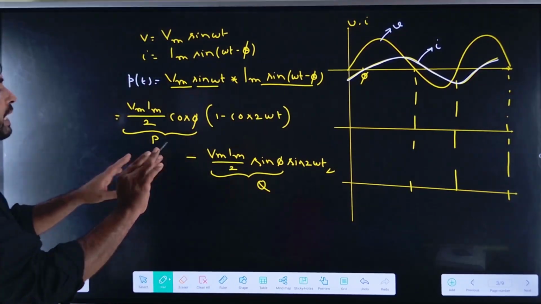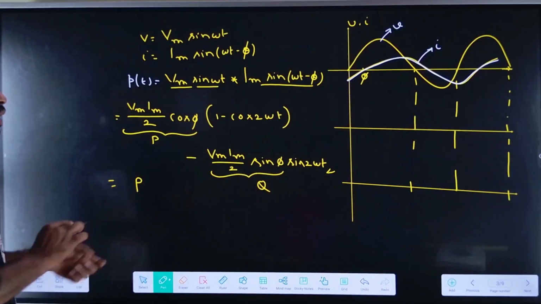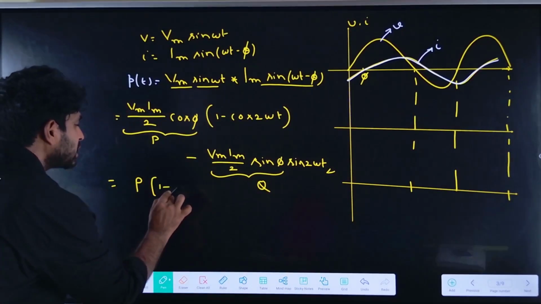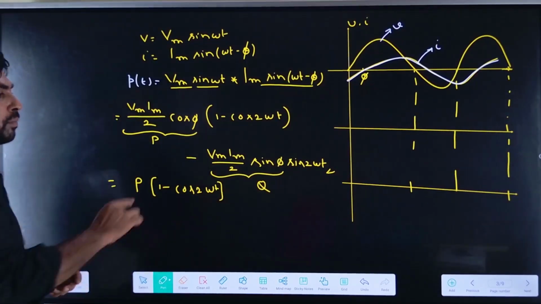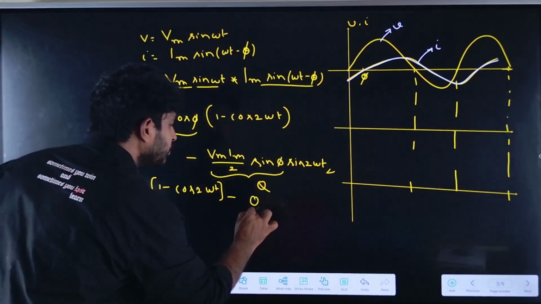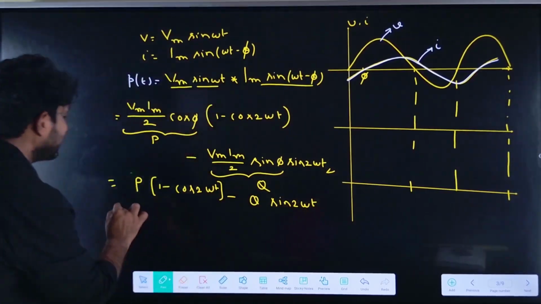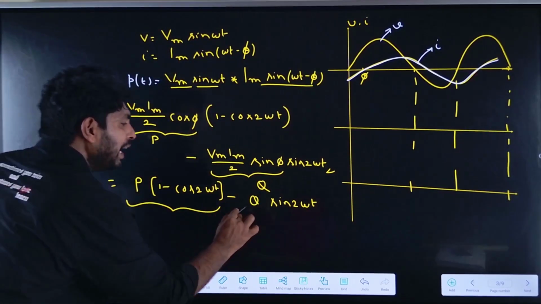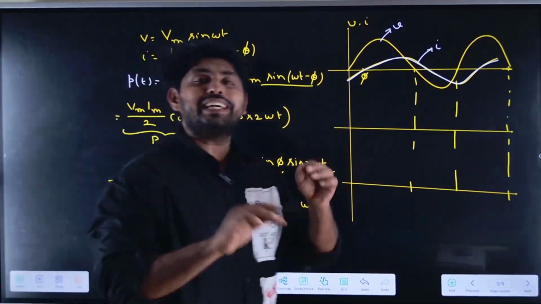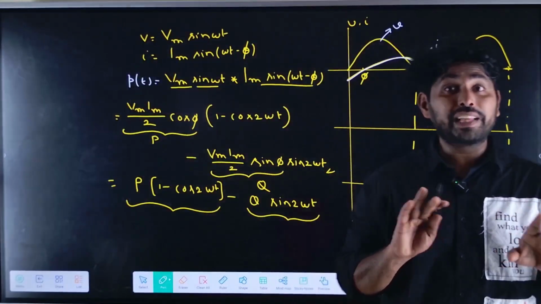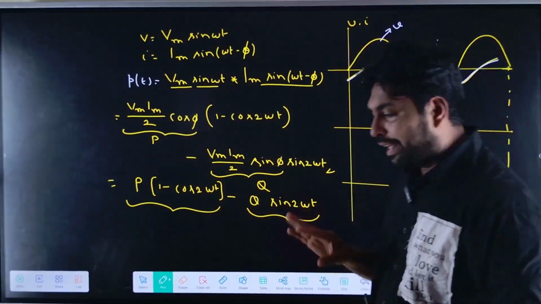So now how can I write? P into the active power component, 1 minus cos 2 omega t, minus Q into sin 2 omega t. So this is the active power component and this is the reactive power component.